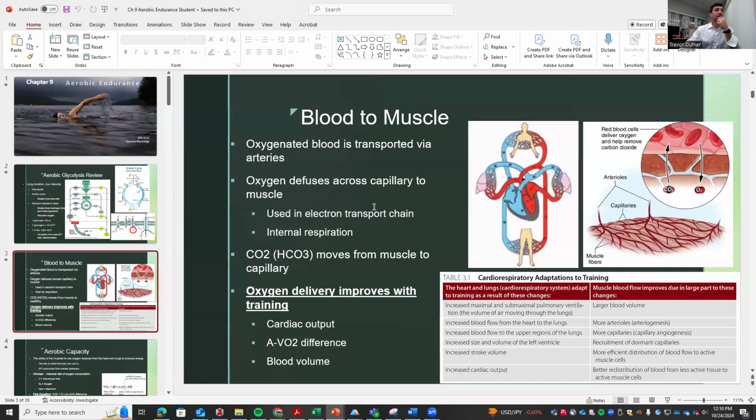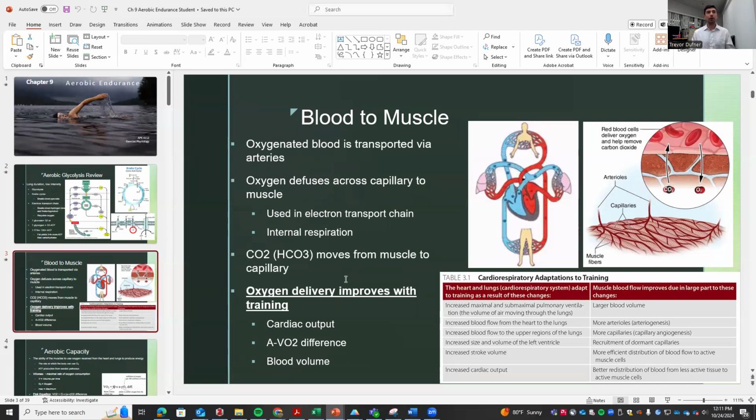So remember we talked about oxygen delivery improves with training, by a variety of different means. First one, cardiac output. If we have more blood flowing throughout the body, that means that we likely have more ability to transport oxygen and remove carbon dioxide and those negative metabolites, and therefore improving aerobic performance. There's also going to be increased AVO2 difference, right? So the idea with AVO2 difference is just a measurement of the difference in the amount of oxygen from the arterial side to the venous side.